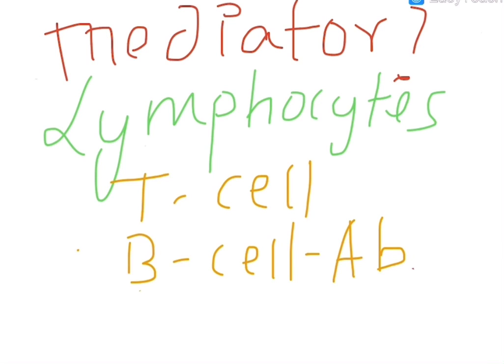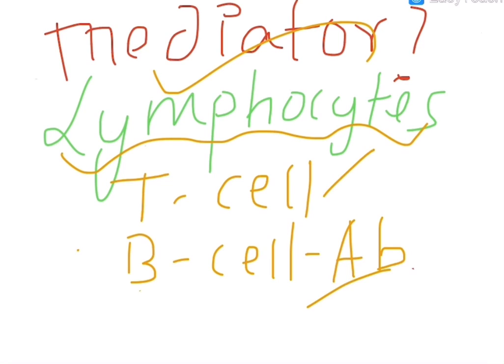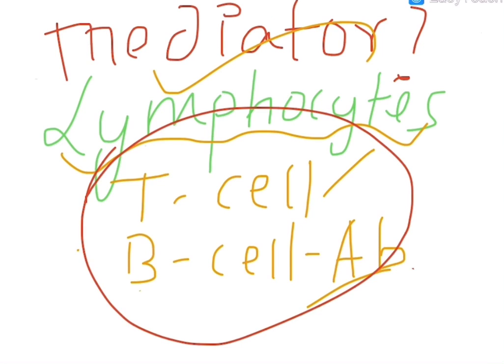So what's the mediator of such an important mechanism? Yeah, they are lymphocytes. So it's T cells and B cells. The B cells are the ones that release the antibody immunoglobulins. The T cells have two types, that is helper and cytotoxic. These give a much stronger response compared to the innate one, but the innate one is present from birth.